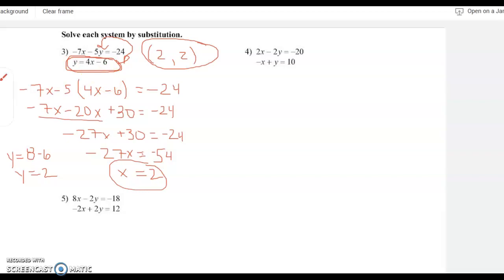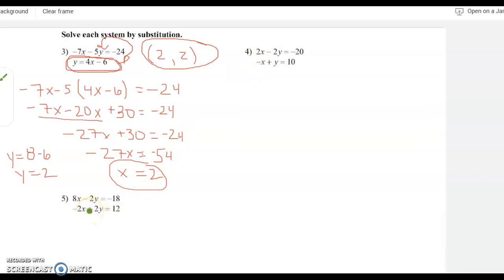All right, we'll skip over 4 and go to 5. On number 4, you'd have to solve one of the equations first for x or y. I would probably solve this bottom one for y because it has the coefficient of 1. Or I'd solve the bottom one for x because it has a coefficient of negative 1. Those would be the two best choices, I think.